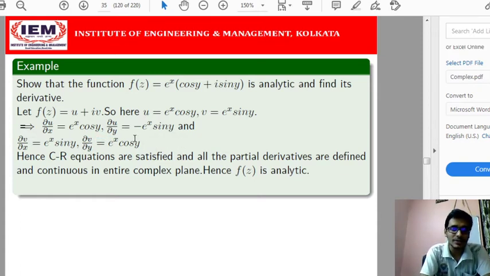Then the second equation of the CR equations is du/dy equals minus dv/dx. So du/dy is minus e to the power x sin y, and dv/dx is this. So du/dy equals minus of this, that means dv/dx. So both the Cauchy-Riemann equations are satisfied here.